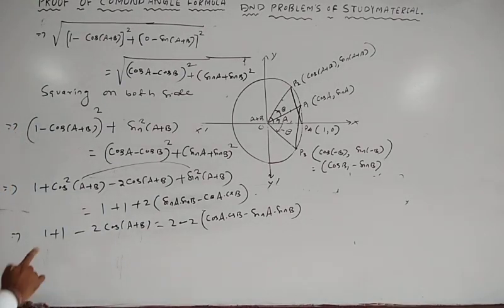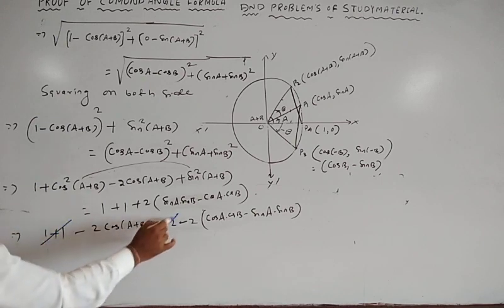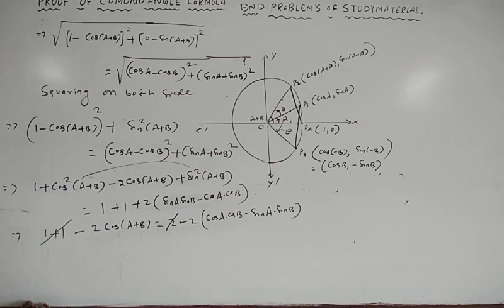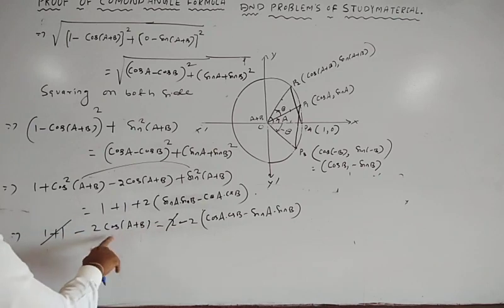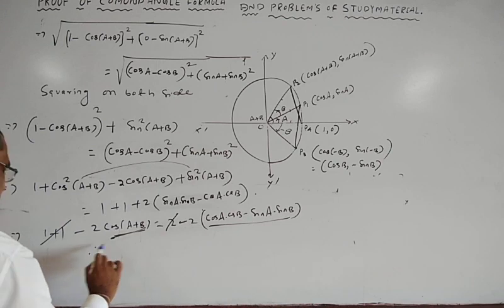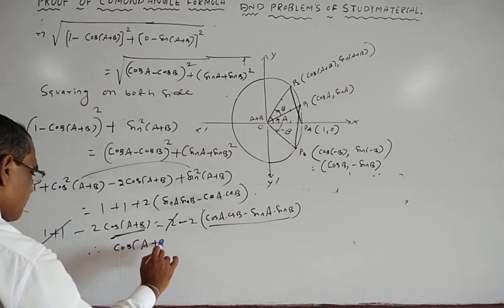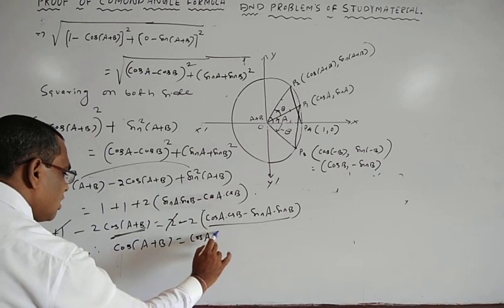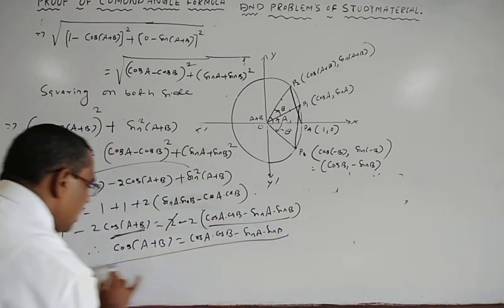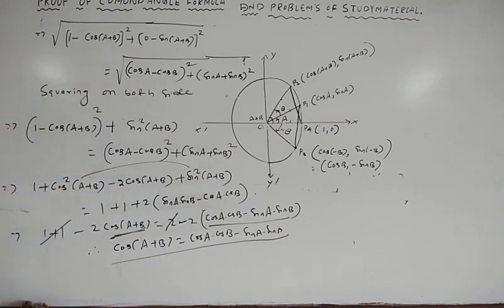So 1 plus 1 is 2, add 2, the 2 cancels, so minus 2 cos(a plus b) equals minus 2 times the other side. By equating these two, the minus 2 cancels. So cos of (a plus b) is equal to cos a cos b minus sin a sin b. Okay, so the proof is complete.